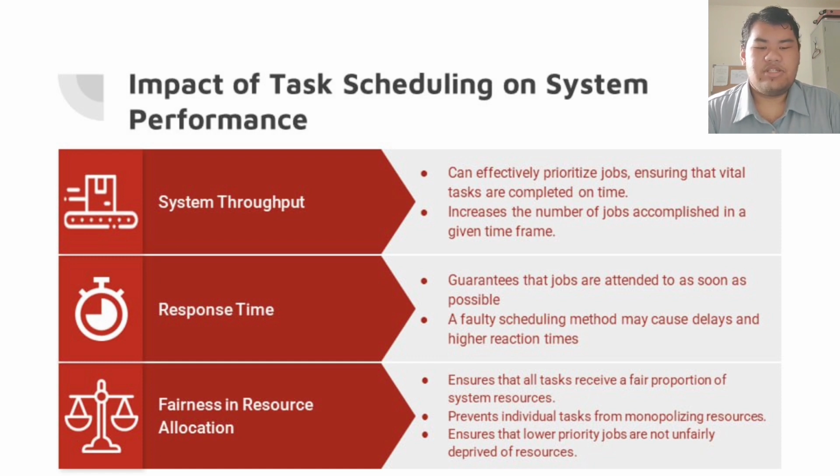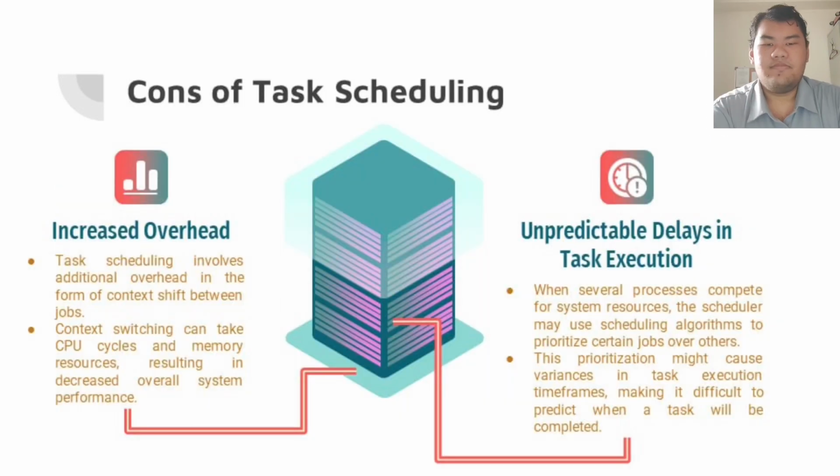Next, task scheduling should strive for fairness in resource allocation, ensuring that all tasks receive a fair proportion of system resources. Fair scheduling prevents individual tasks from monopolizing resources and ensures that lower priority jobs are not unfairly deprived of resources. A more balanced resource allocation improves overall system performance and user satisfaction.